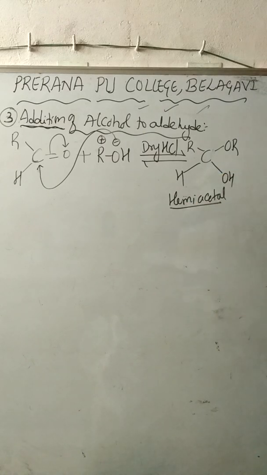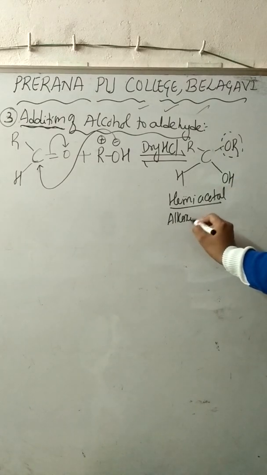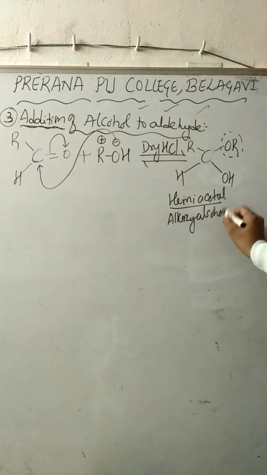There is one more name for this hemiacetal. The OR group is called an alkoxy group, and this is an alcohol. So I can also call it an alkoxy alcohol. Hemiacetal or alkoxy alcohol, both are the same.